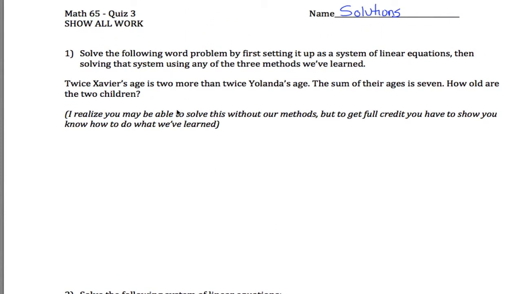And I solve them. So for the first one here, it's really clear. It says that make sure you use the methods we learned in class to solve this. You might be able to just look at it and kind of guess and check some numbers and figure out the answer. But that's not what I want you to do. I want you to solve the word problem by first setting it up as a system of linear equations, and then solve it using one of our methods.